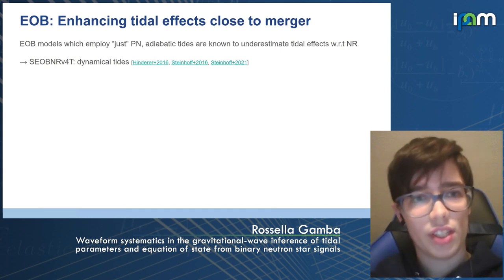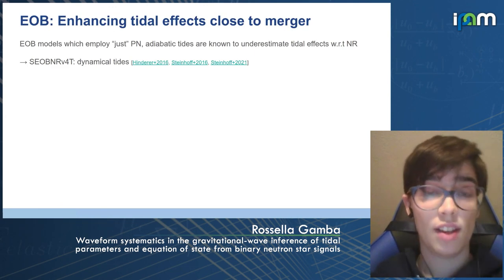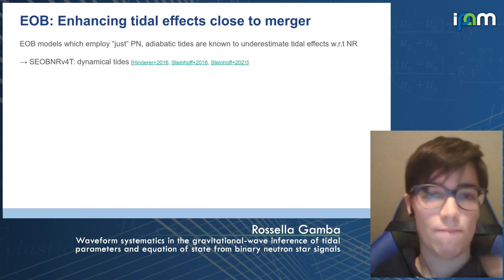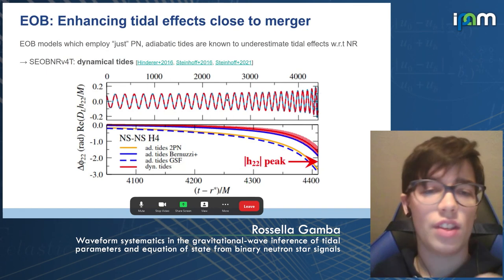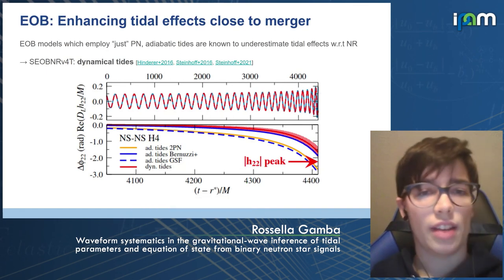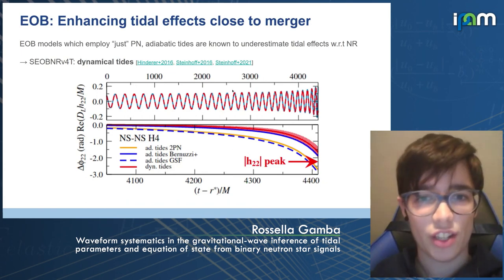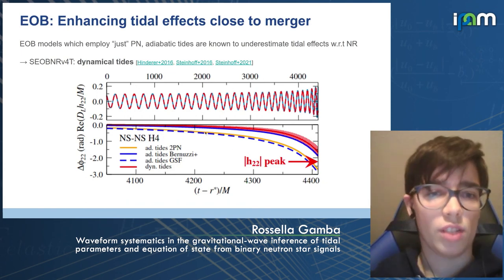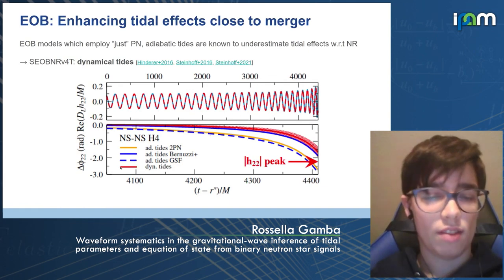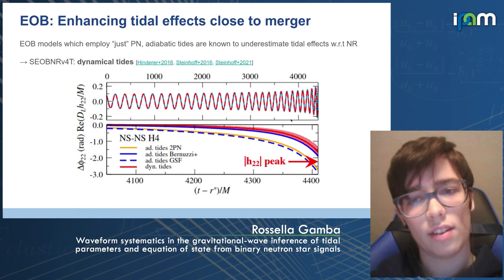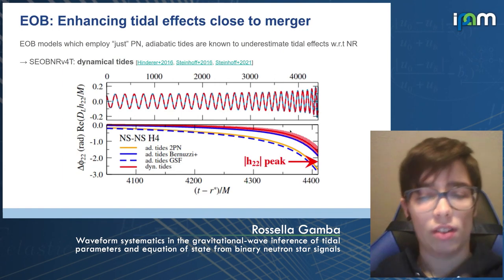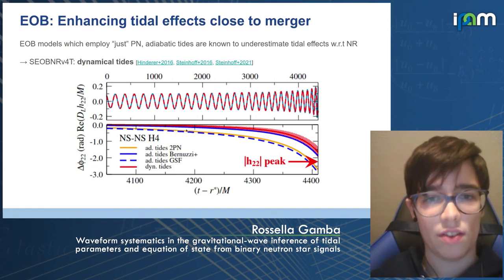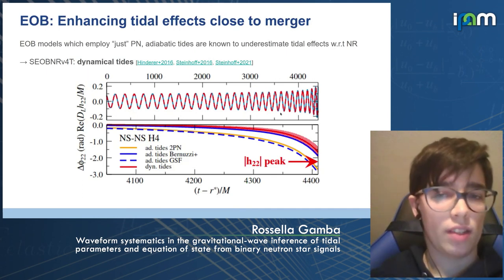And the SUBNRV4T family employs dynamical tides, which are what I described before. So here you see a phasing plot in which you have in the top panel the NR waveform in light blue, and the SUB waveform in red dashed. And on the bottom, you see instead the phase difference between EOB and NR. And the thing I want to show you is that this red line here is actually the closest to zero, which means that by using dynamical tides compared to just adiabatic tides, which instead are this orange line, you do get an improvement and your waveform is closer to the NR one.